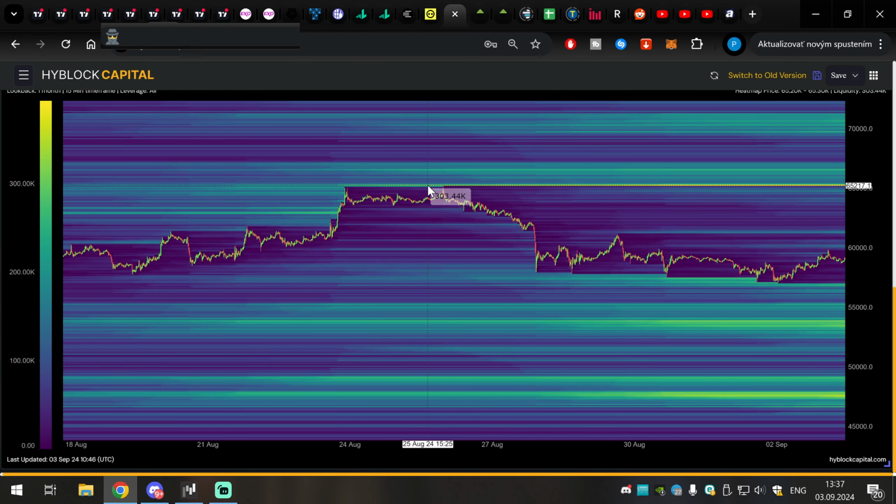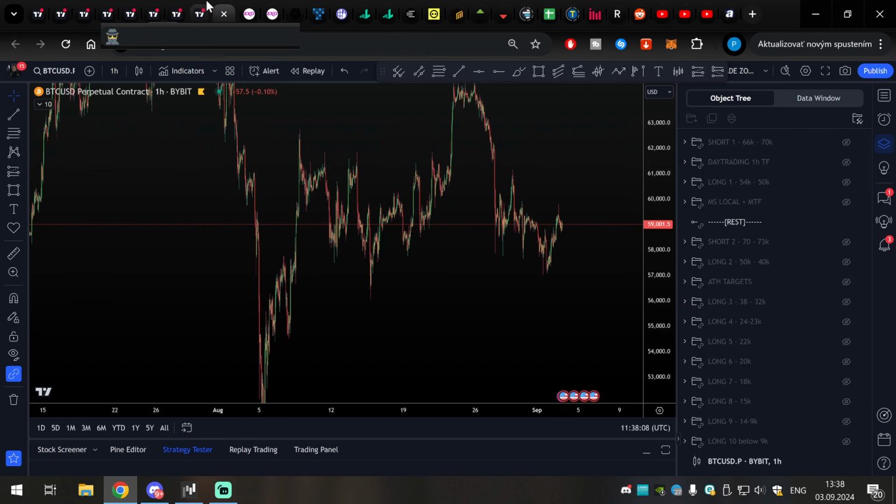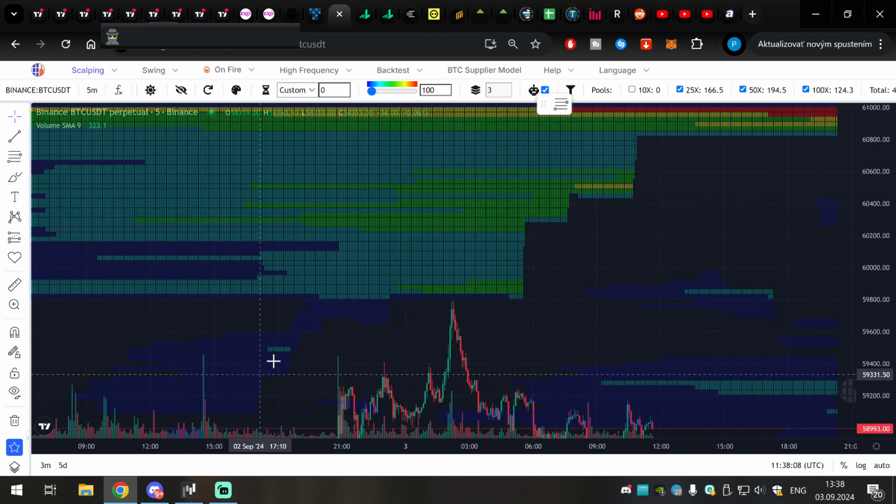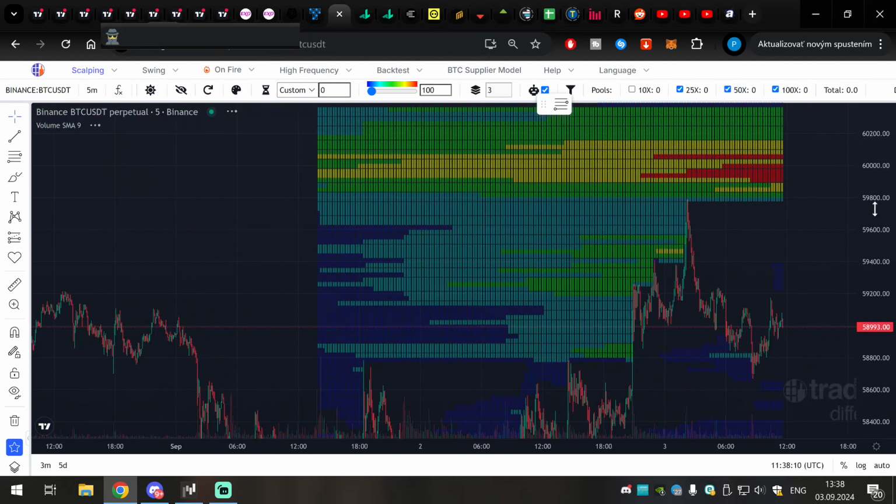And above 65k as well, I was just showing you. So you can actually visualize that better. And then you have another big node, 69,000 to 71,200. And in TradingView it is even better visible.